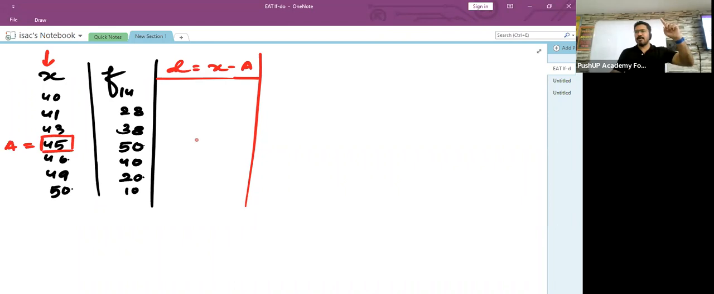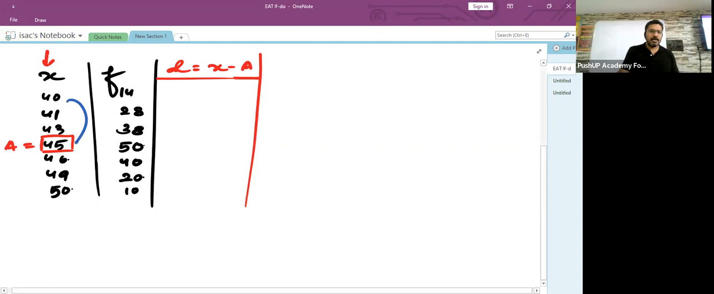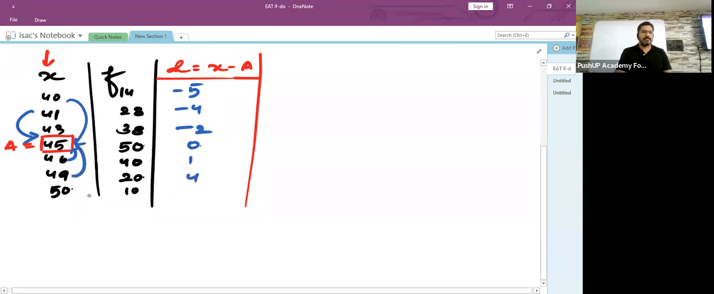Let us find the first value of D. So children, how will you find the first value of D? It is 40 minus 45, which is equal to minus 5. Then 41 minus 45 is what? Minus 4. 43 minus 45 is what? Minus 2. 45 minus 45 is what? 0. Then comes 46 minus 45, which is 1. 49 minus 45, which is 4. 50 minus 45, which is equal to 5. Make sense? I have created the column for D.